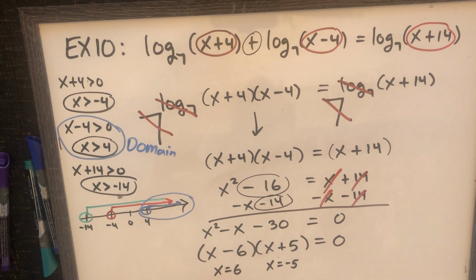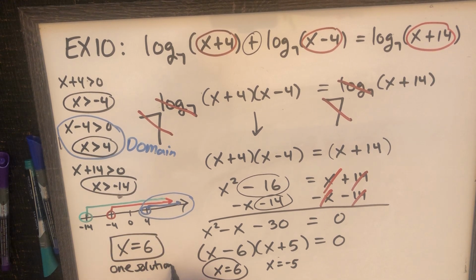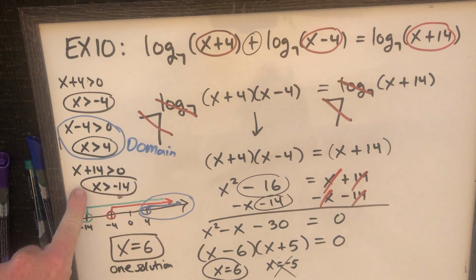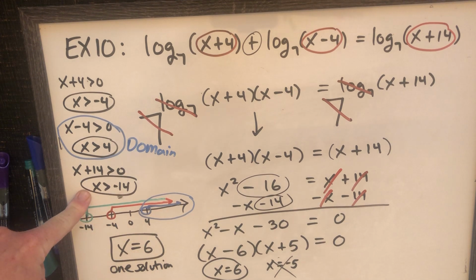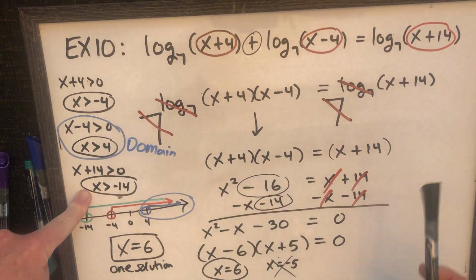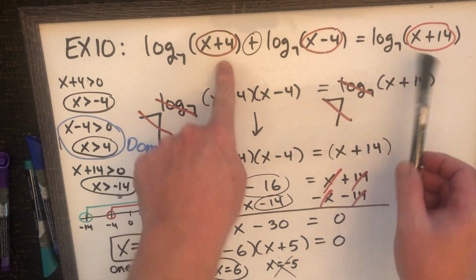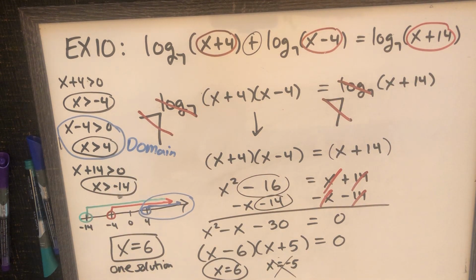All right, which one of these solutions is greater than 4? Only x equals 6 is greater than 4. So that is our one solution. The x equals negative 5 doesn't quite make it. It is greater than negative 14, but it has to be all 3 of them. It must satisfy all 3 of the original arguments. Remember, if a solution does not satisfy the original equation, it is not a solution. It's what we call a candidate or an extraneous root.